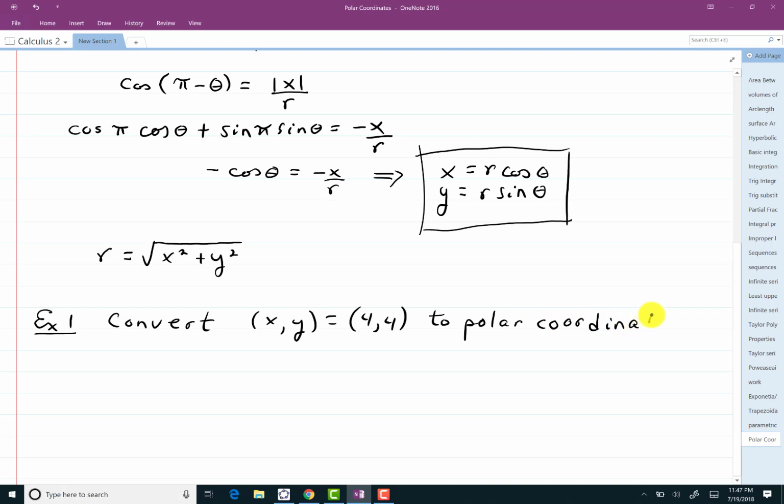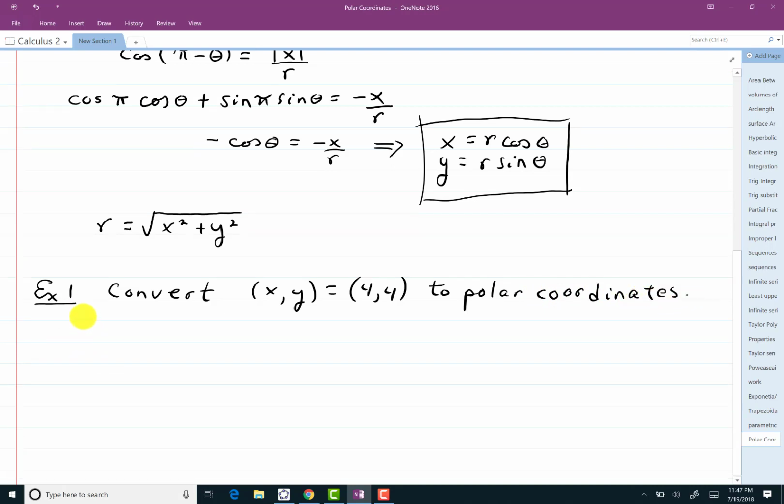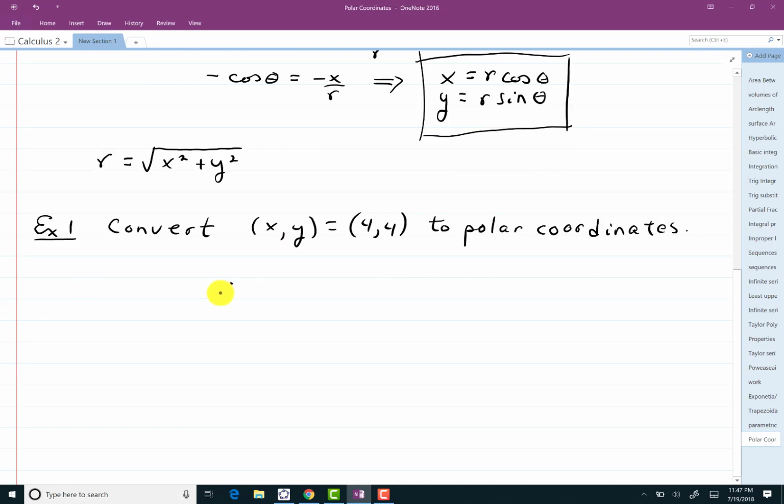That means to find an r and a theta. So let's go ahead and do those things. The r is easy enough. r equals the square root of 4 squared plus 4 squared. That equals the square root of 32, which is 4 radical 2. And theta, well, that's a little more complicated.